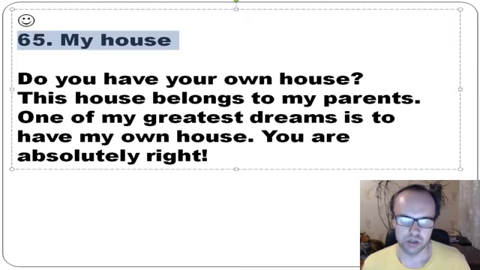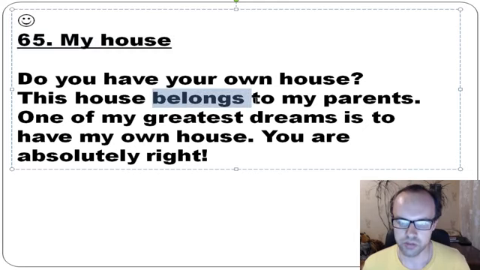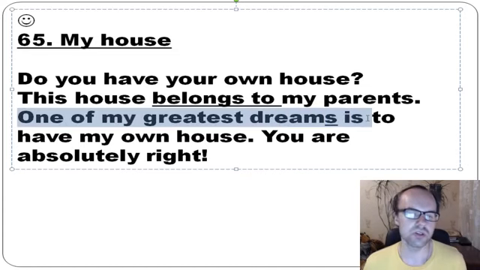My house. Do you have your own house, or a house which belongs to you? This house belongs to my parents. Say belong to. It means they own this house. It's their house. One of my greatest dreams is to have my own house. So good structure. One of my greatest dreams is to get a good education. One of my greatest dreams is to speak English completely fluently.